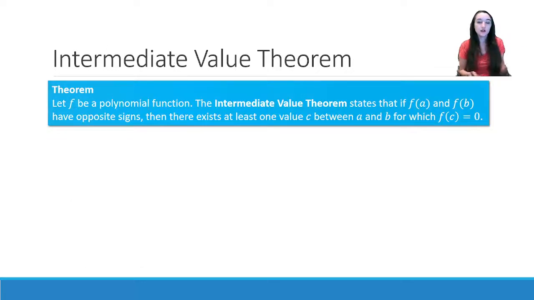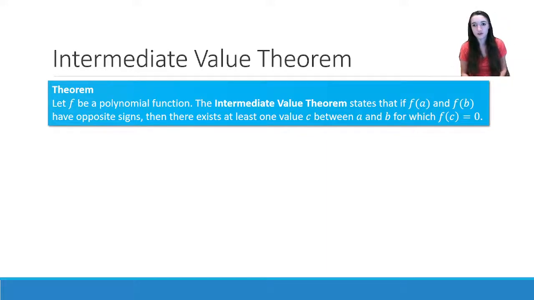All right. Next, we're going to talk about something that's going to feel a little unrelated for a moment, but it does help us a lot. So, the intermediate value theorem. So this is a theorem, special theorem. Let f be a polynomial function. The intermediate value theorem states that if f of a and f of b have opposite signs, then there exists at least one value c between a and b for which f of c equals 0.